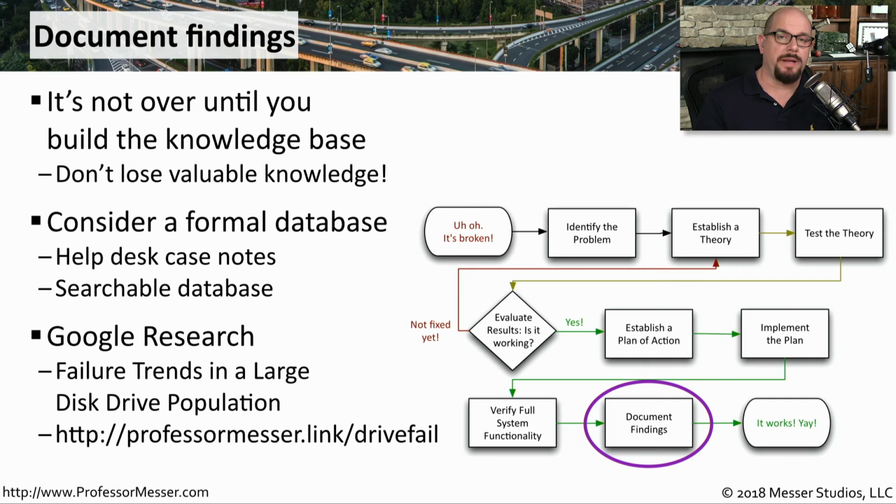A document that was created a number of years ago but still shows the importance of keeping this documentation over time is from Google Research, where they documented the failure trends in a large disk drive population. And because they were keeping extensive data over a long period of time, they were able to tell when a drive was starting to fail based on the types of errors that they were receiving. Being able to store all of this important information, being able to go back in time to see what happened, becomes a very important part of maintaining a network for the future.